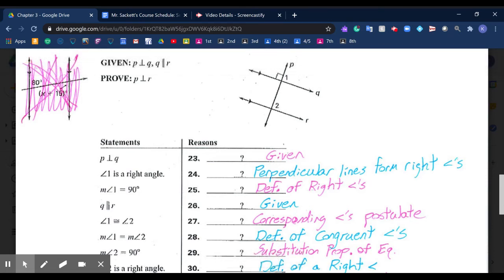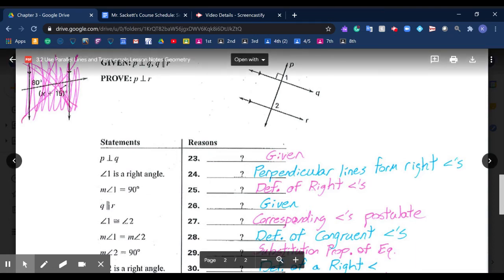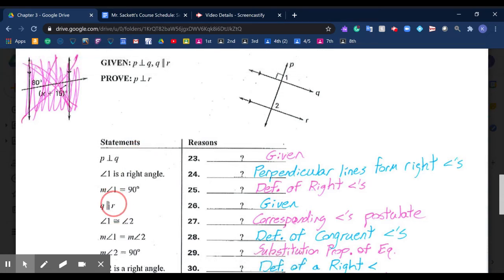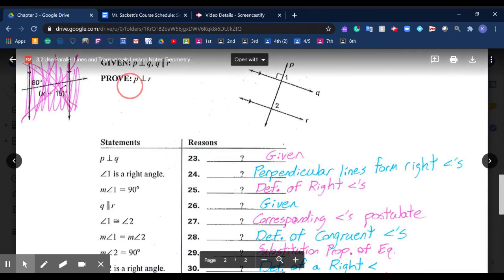Then line Q is parallel to line R is part of the given information as well. They split it off. You could leave it up here. They split it here just for the order they were going through this proof. Because again, each step we're trying to get one step closer to proving that line P is perpendicular to R.